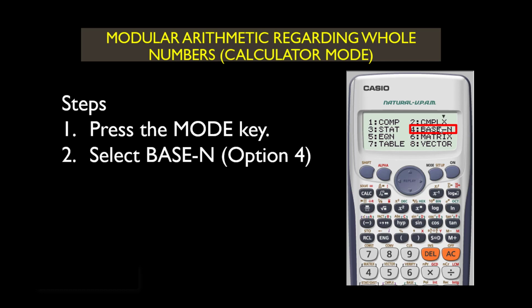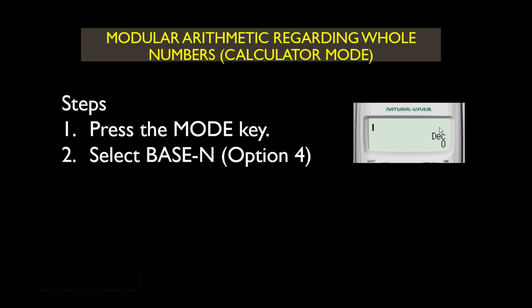By default, the base it will arrive at will simply be base 10, which is decimal. Then when you do that, this is the display. So you find your cursor here, and of course your DEC, which stands for decimal. The result of all computations will be displayed below the DEC writing.